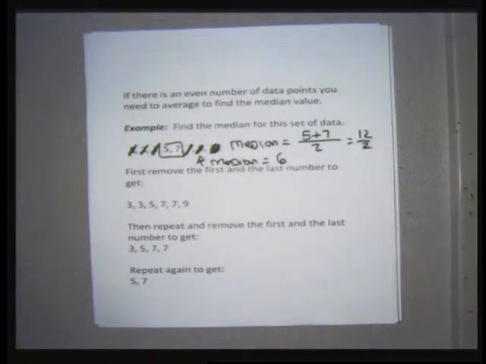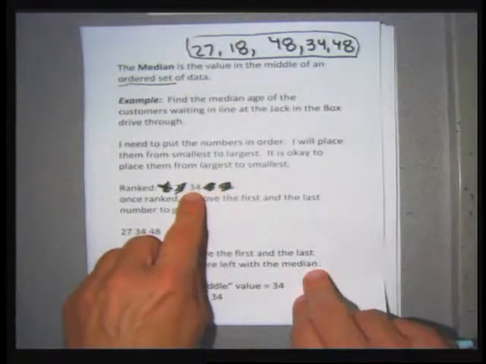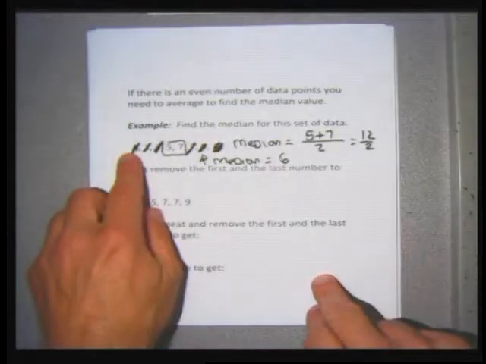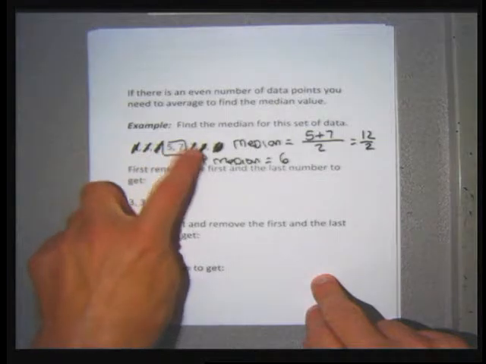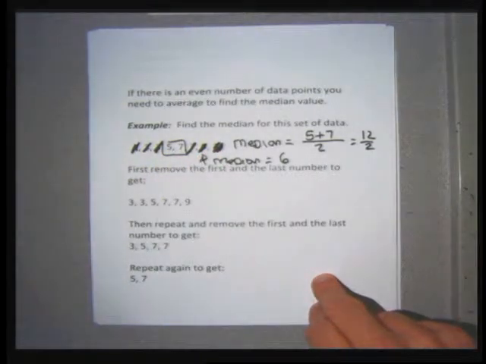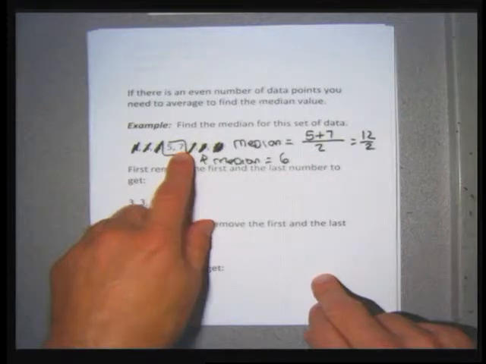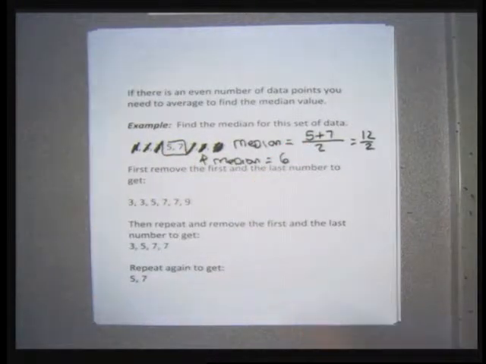The median can be one of the numbers in the data. That's if there's an odd number of data points. In the Jack-in-the-Box example, there were 5 data points, and when there's an odd number of data points, 5 is an odd number, the median is one of the actual data points. In this next example, there are 1, 2, 3, 4, 5, 6, 7, 8 data points. When there's an even number of data points, the median won't necessarily be one of the data points. There'll be two numbers in the middle when you go through the crossing out, and you have to average those two numbers.